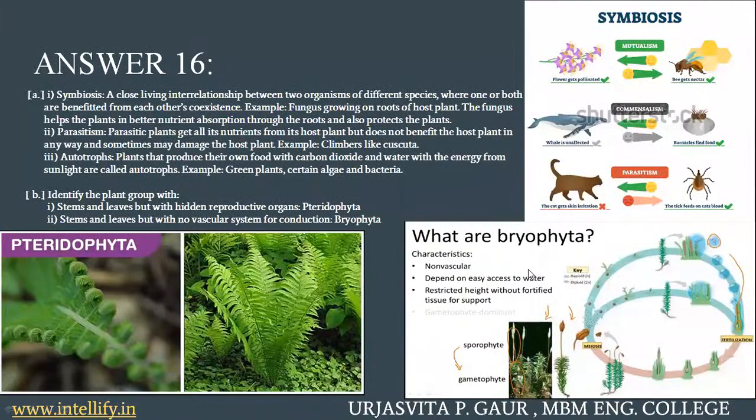So in the first part, we are going to define what is symbiosis, what is parasitism, and what is an autotroph. So I want you to have a closer look at this picture right here. This is going to give you a clear understanding of what symbiosis, commensalism, and parasitism are. Firstly, symbiosis is a close living interrelationship between two organisms of different species where one or both of them benefit from each other's coexistence.